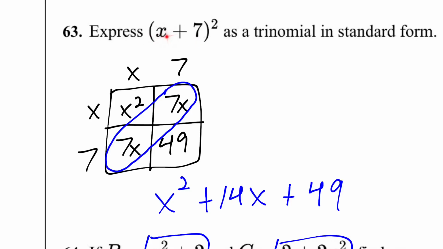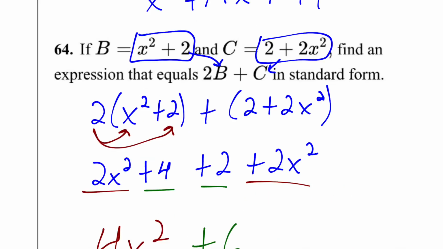When there is a binomial squared, it's the same thing as multiplying by the same numbers twice. So x and 7, x and 7. This gives me x squared, 7x, 7x, and 49. I combine like terms along the diagonal, so 7x plus 7x is 14x. And this down here is my final answer. The trinomial means I have 3 terms, 1, 2, 3. Standard form means I start with x squared, then x, then numbers.